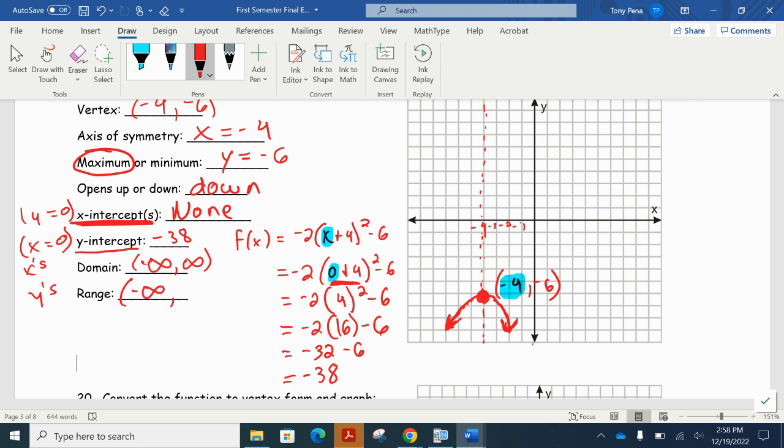And then the largest value that we would have hit, if we look at our vertex, if we look at this point, what we would have talked about up here as our maximum y value would have been a -6. That would have to be our range. This is the biggest y value, and then we go all the way down to -infinity.